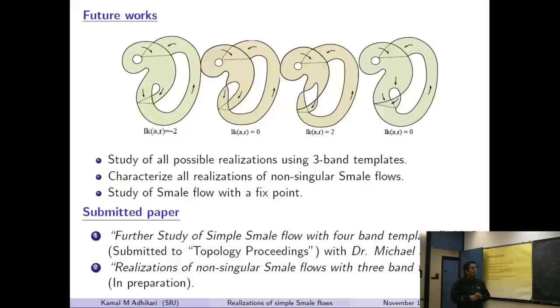And this paper which we have submitted is for the four band template. This includes the proof of the four band template model, which I just explained today. And the three band template is in preparation. We are trying to find a single tool that can break down all these realizations at a time. If we are able to get that idea, that can be applied to all possible cases of all possible three band templates at a time, that would be fantastic work.